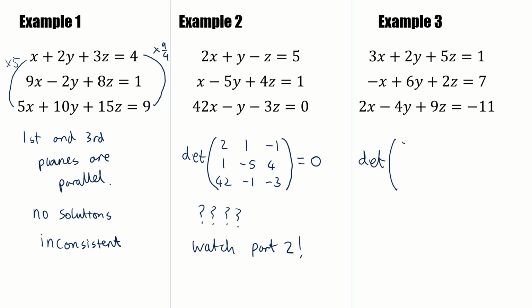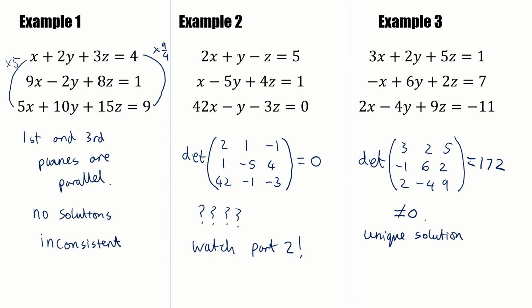So we're going to do the determinant of 3, 2, 5, minus 1, 6, 2, 2, minus 4, 9. And if you were to work out what that is as a determinant, it comes to apparently 172, assuming I've typed that into the calculator correctly. That's important because that's not equal to 0. So instantly, therefore, we know it is possible to find an inverse matrix. Therefore, there is a unique solution.